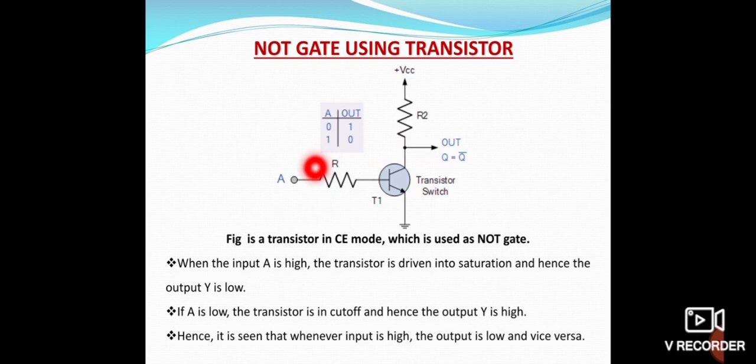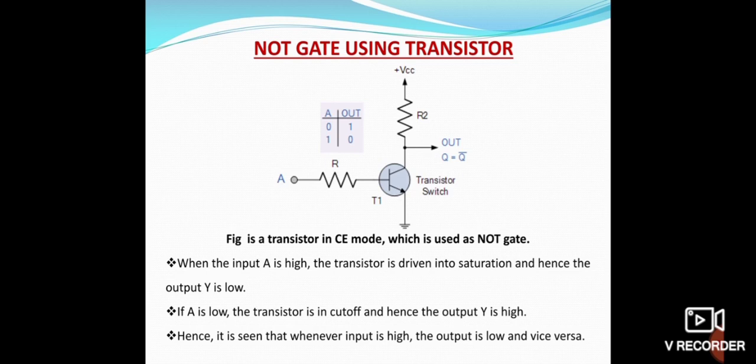If A is equal to 1, when the input voltage is high, the base emitter junction becomes forward biased and the collector current attains a maximum. So in this condition, the transistor saturates and the output voltage becomes 0. That is Y is equal to 0. So you have to note when A is equal to 0, the transistor is in cutoff condition, and when A is equal to 1, the transistor saturates. So we checked both conditions.